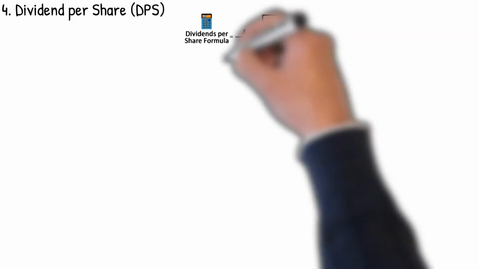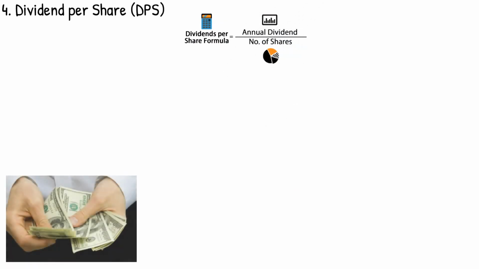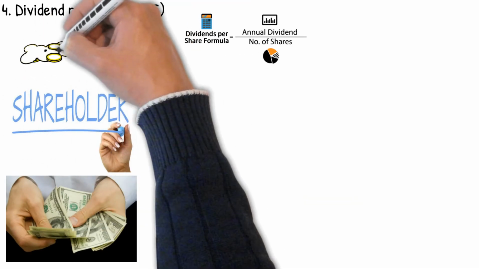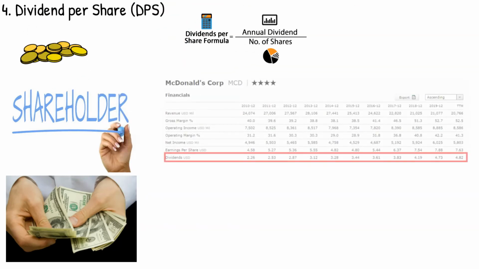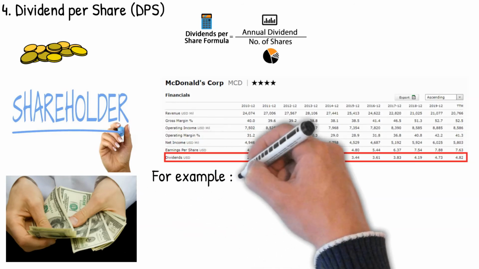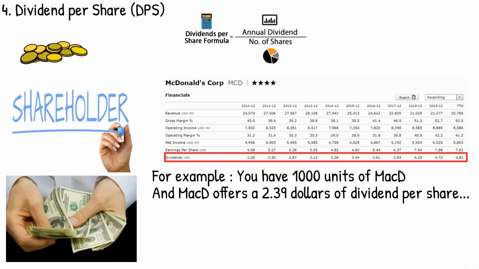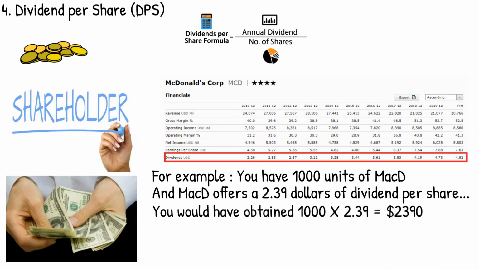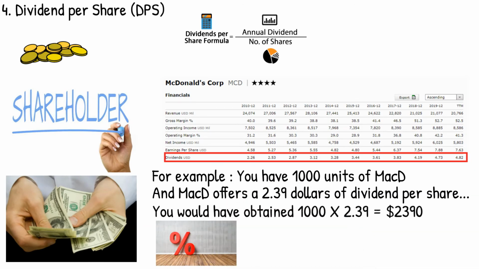It is obtained by dividing the annual dividend of a company by its number of shares. Dividend is a sum of money that is normally given to shareholders when the company is making a profit. It can be seen as a form of appreciation given to shareholders for investing in the company. Let us take a look at McDonald's share as a case study. Let's just say you purchase 1,000 units of McDonald's share, and at the rate of $2.39 per share, you would have obtained dividends amounting up to $2,390. Dividends per share can also be represented by percentage, whereby it is known as dividend yield.